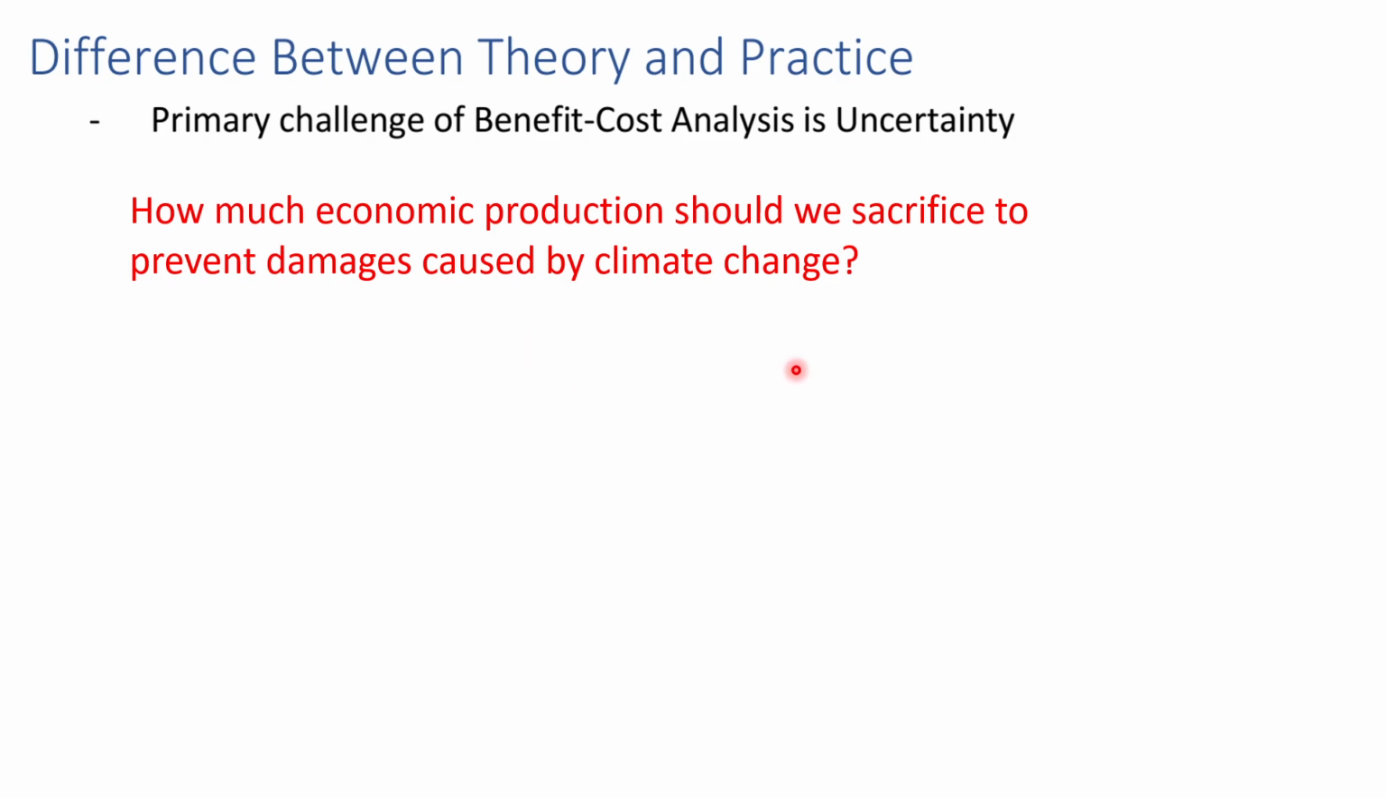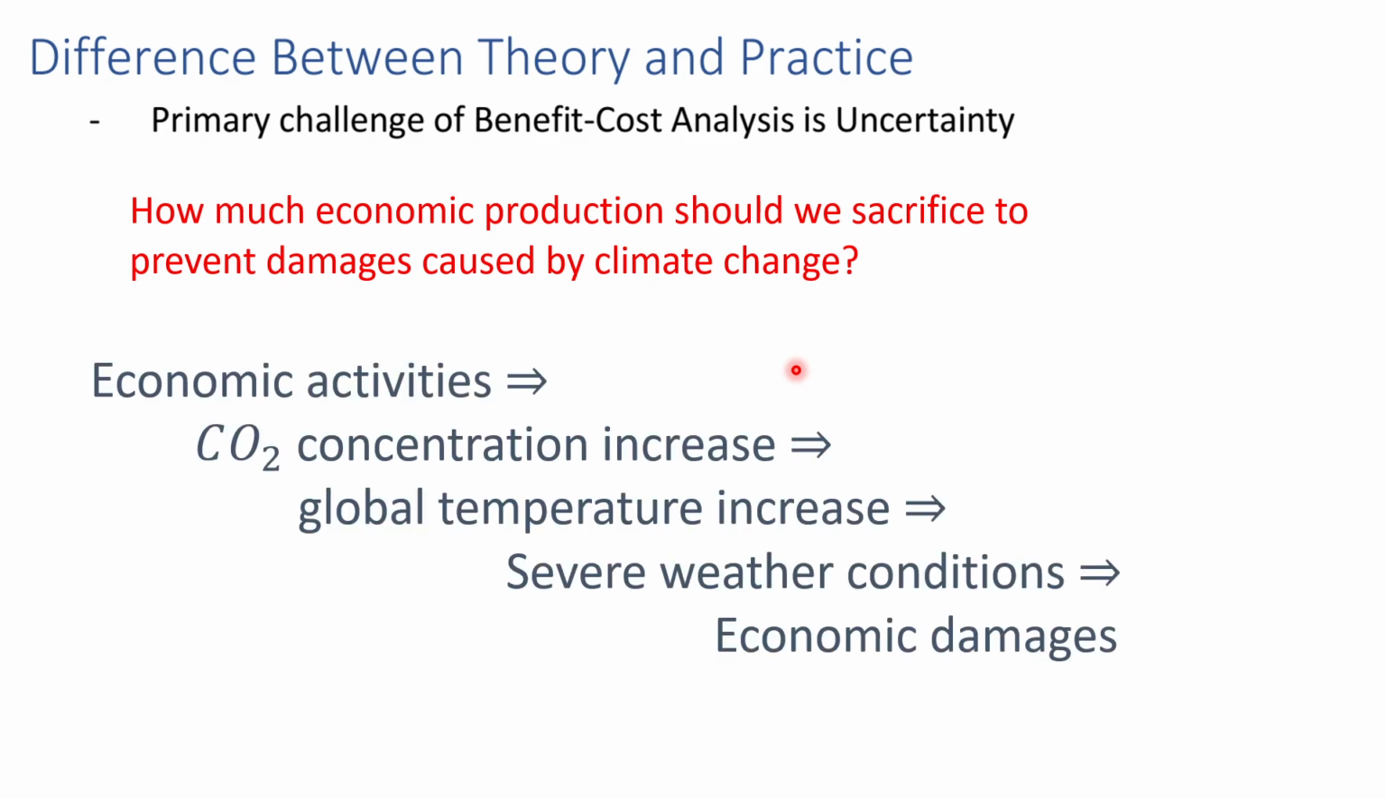Now, we understand the science of climate change pretty well. We know that economic activities will cause the CO2 concentration to increase, which in turn causes the global temperature to increase. Then this will increase severe weather conditions, which results in economic damages such as wildfire, storms, floods, etc. Now, we understand the cause and effect really well.